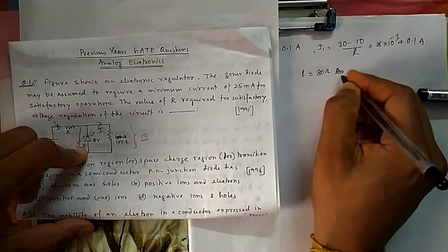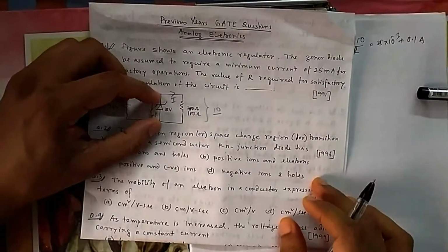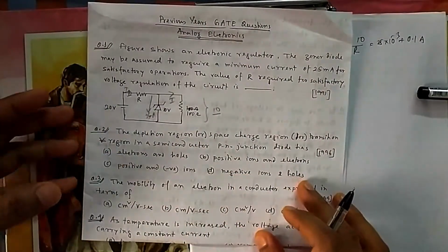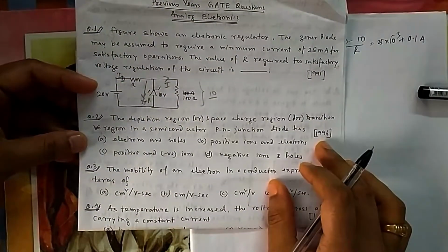Very simple question on the Zener voltage regulator. So remember it always: Zener works in the reverse breakdown region, and the voltage across it is always fixed, that is, the given reverse breakdown voltage.